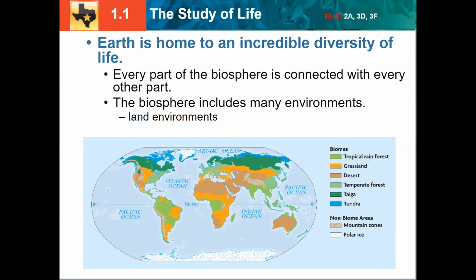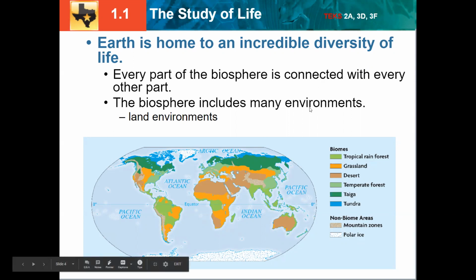So we said it's a large diversity of animals. Every part of the biosphere is connected somehow to every other part. So even though we may have some separations and some differences with regard to climate, they are still connected in some way, and there is some crossover of those. So the biosphere includes many environments, and we have land environments and we have water environments.